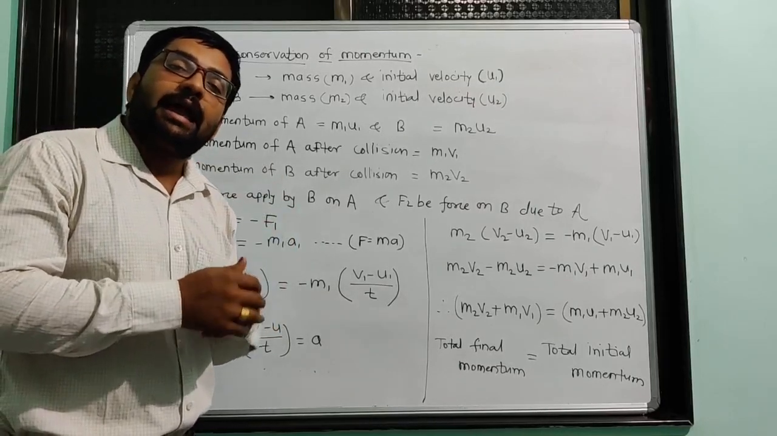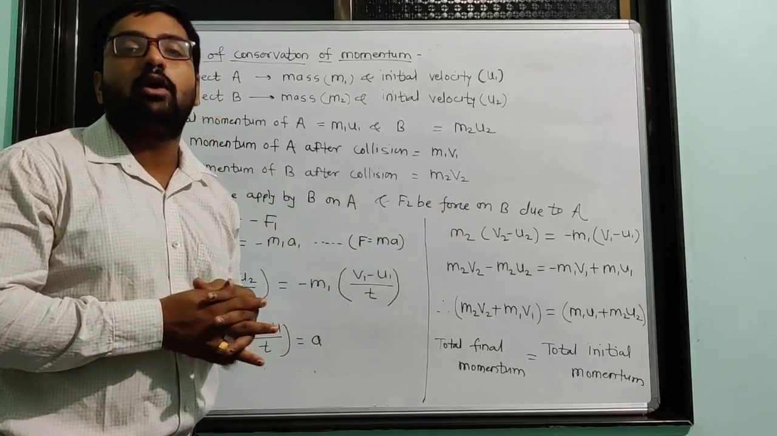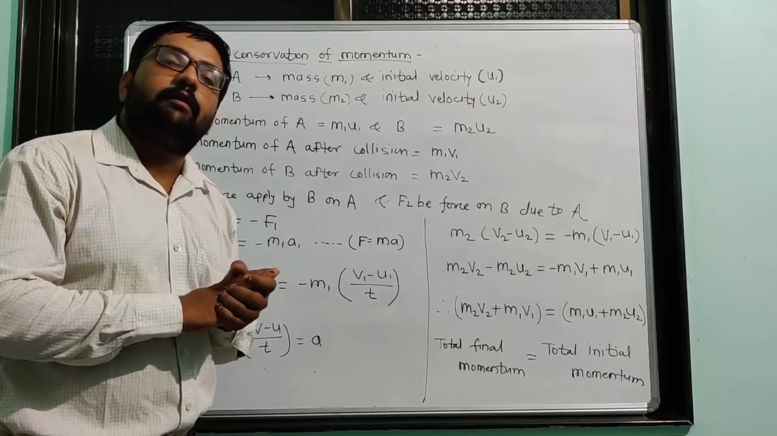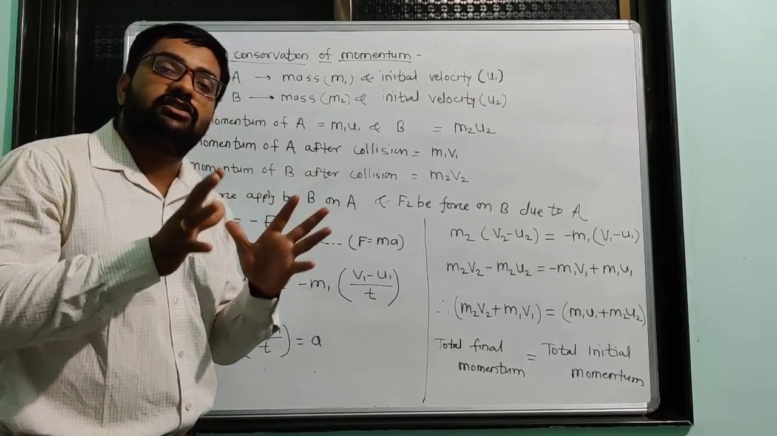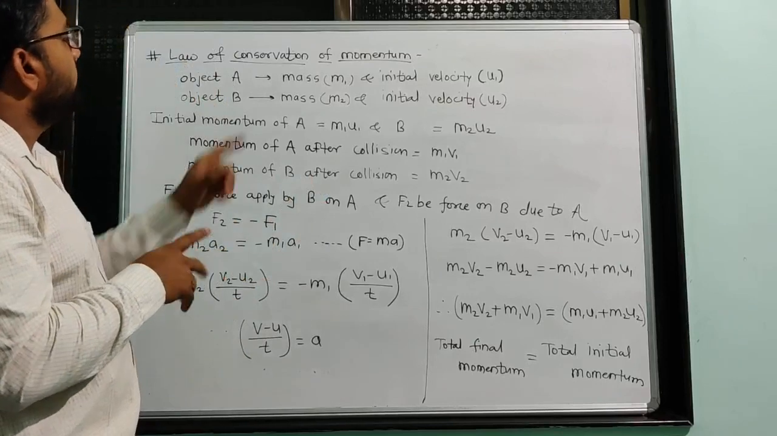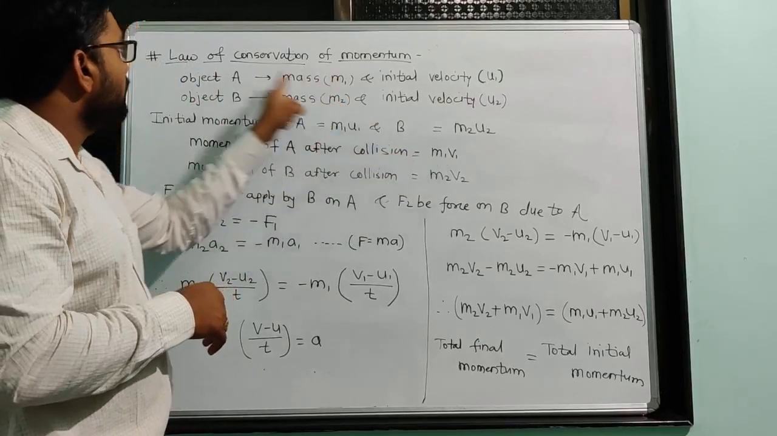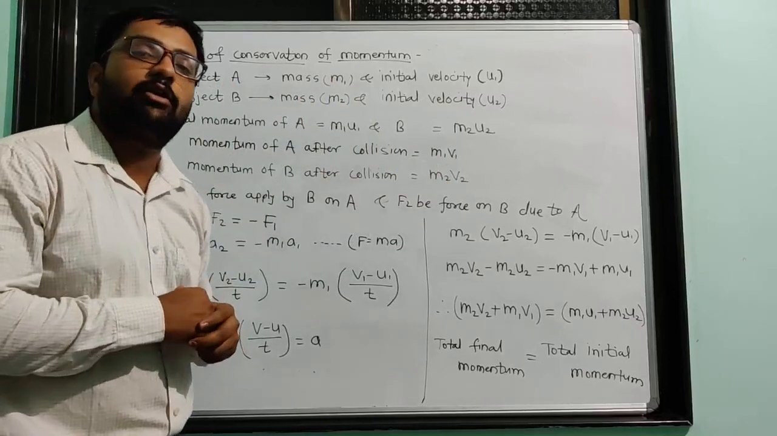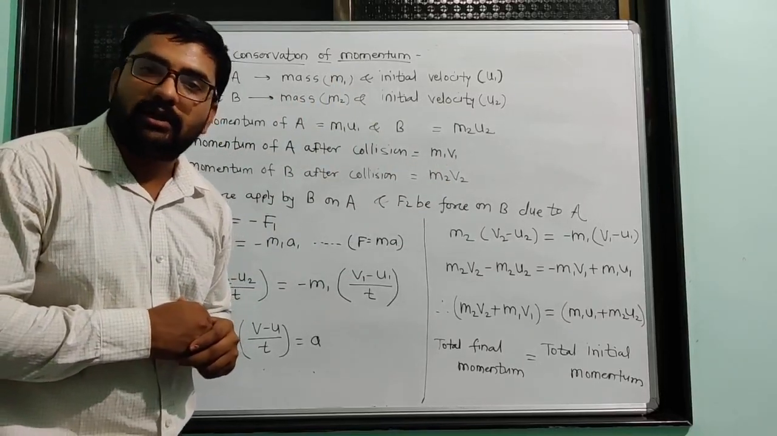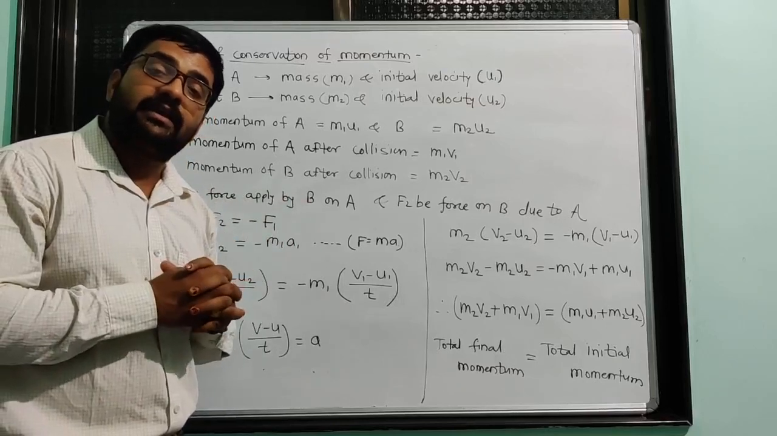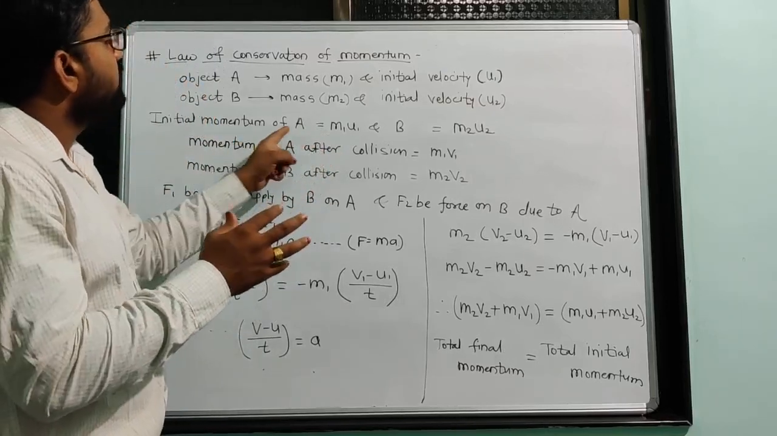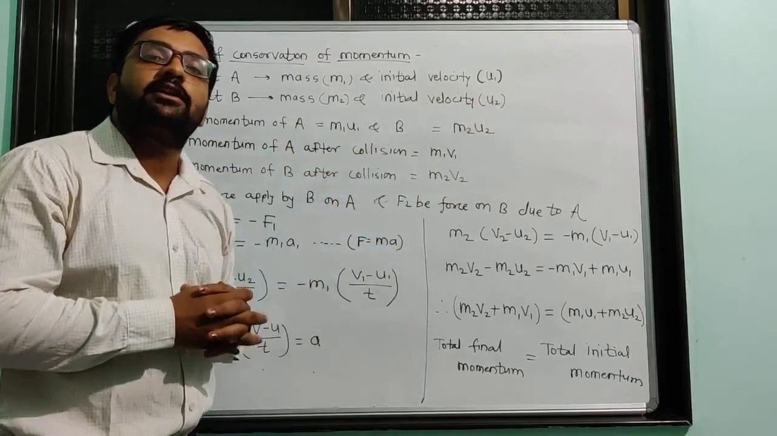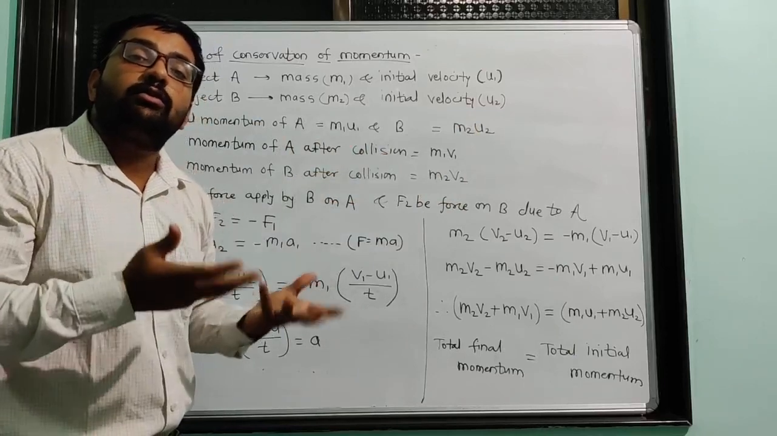Due to that, acceleration is produced in both objects. Due to the production of acceleration, their velocities change again. So v1 will become the velocity of the first object A, and v2 will become the velocity of the second object B. What we have to consider here is that two objects with initial momenta m1 u1 and m2 u2 collide with each other, and due to their collision, what happened?